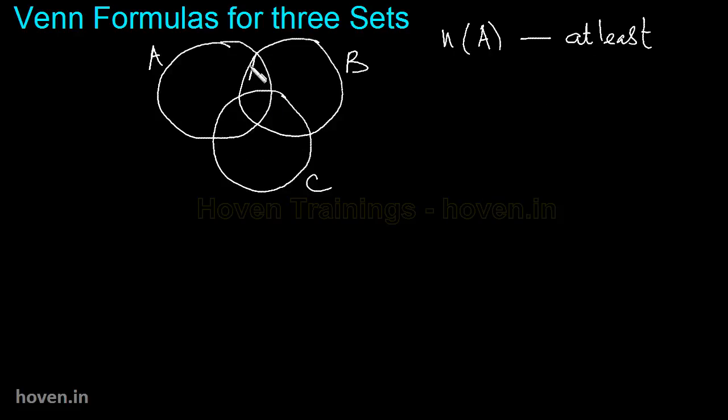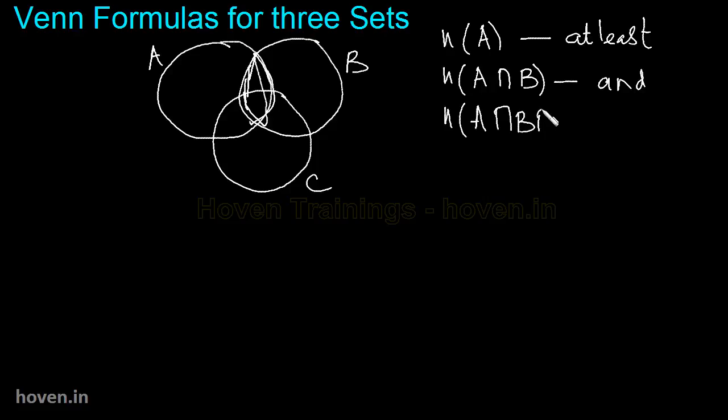Now have a look at this portion. This one which is common to A and B, that is called A intersection B, again on the same pattern. This is called AND between A and B. And there you also see this small part. This happens to be common to C also. So this is common to all A, B and C. This portion is represented by A intersection B intersection C, and it is called all. To all three it belongs.